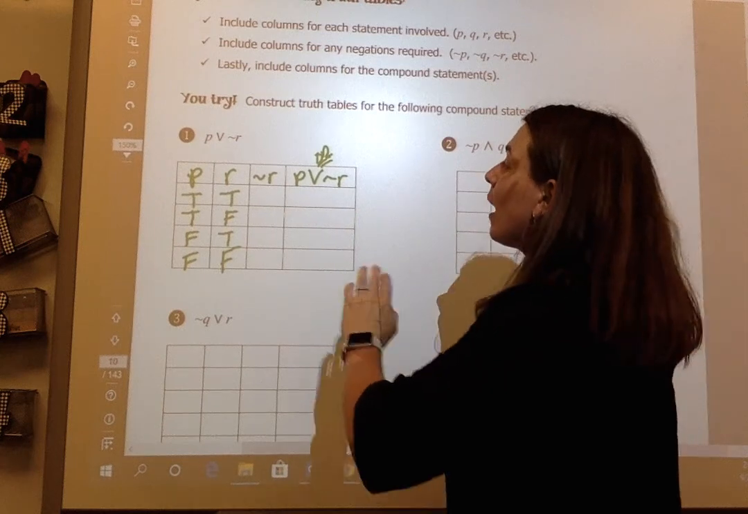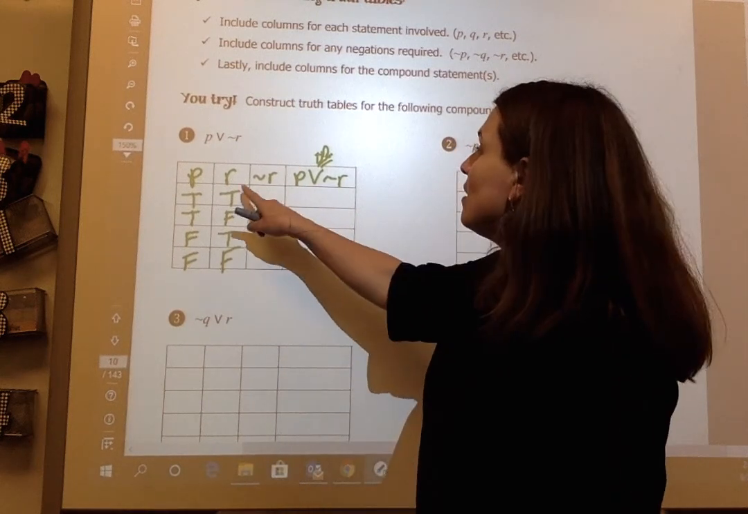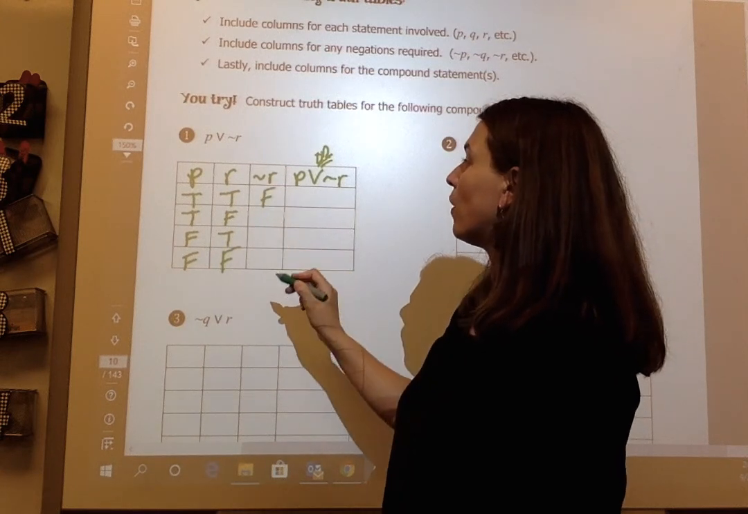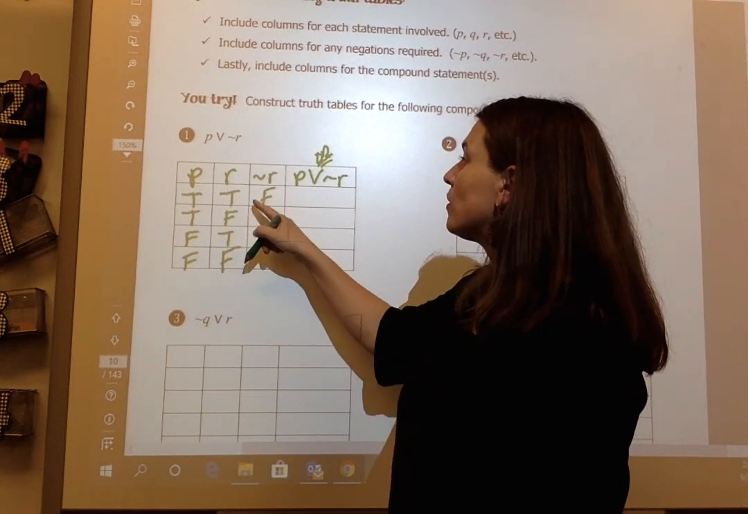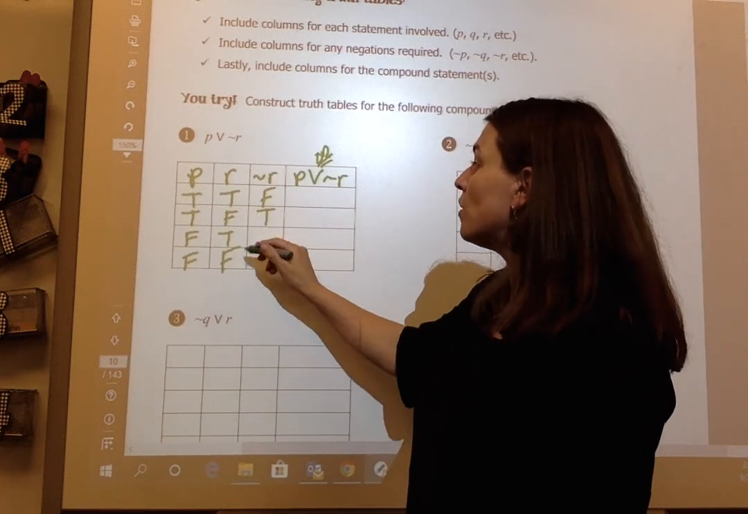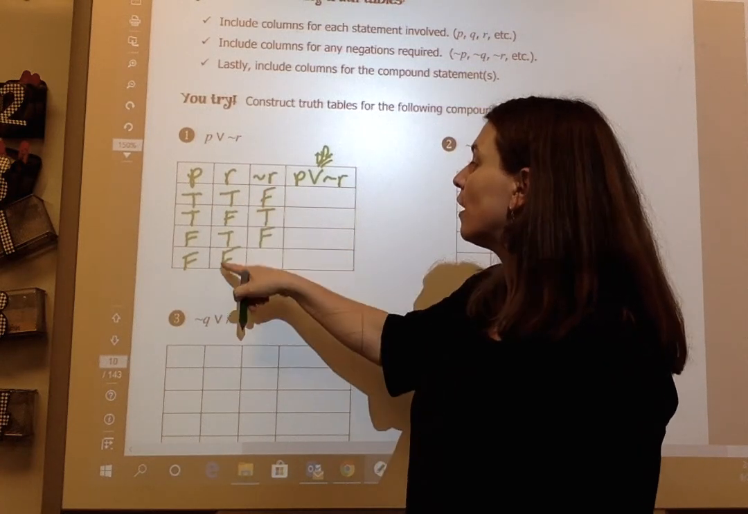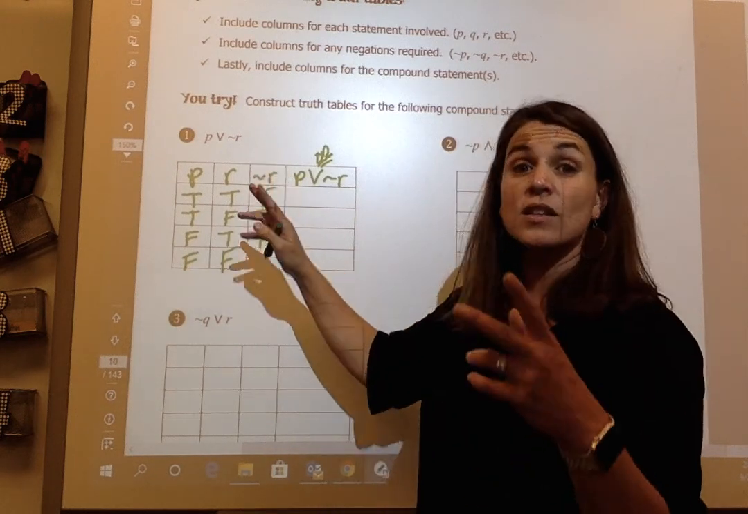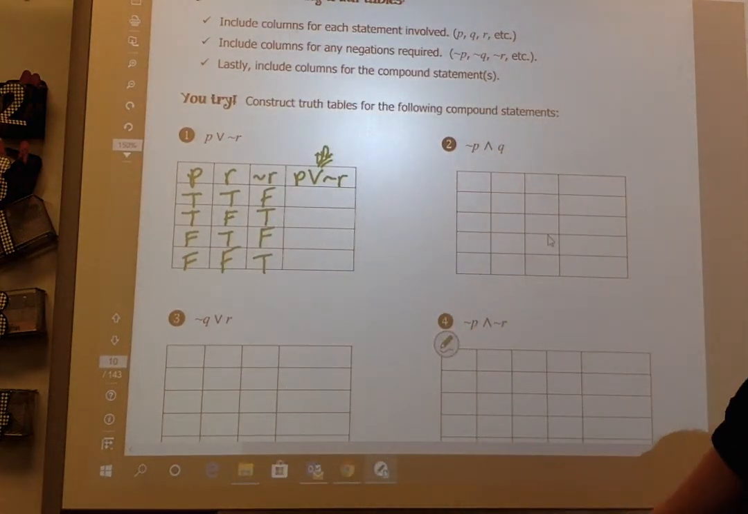Now, I write this statement because if R is true, not R would be false. If R is false, then not R would make it true. If R is true, then not R would make it false. And if R is false, then not R would make it true. All it does is it switches them. It switches that truth statement.